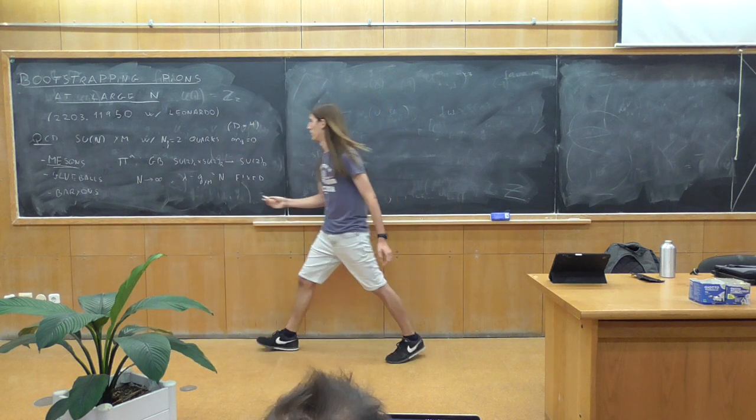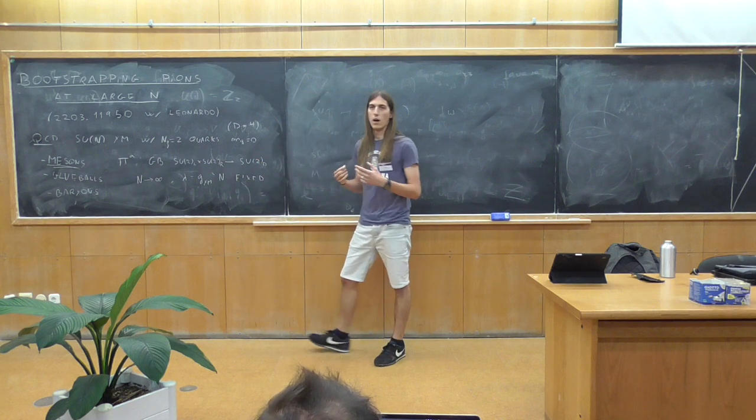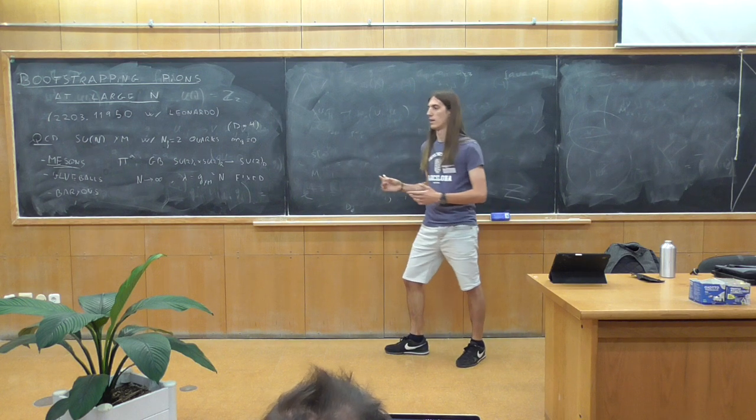And of course, in this limit, the diagrams that contribute to the scattering of pions arrange in a topological expansion, and we'll stick to leading order at large N, and we'll see how that simplifies the theory a lot.